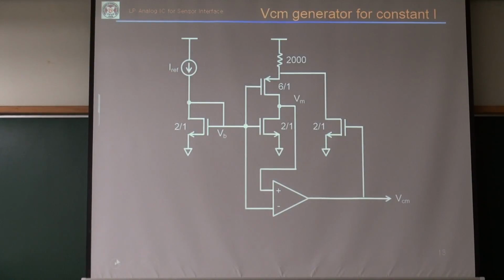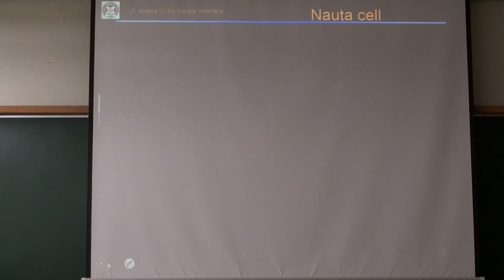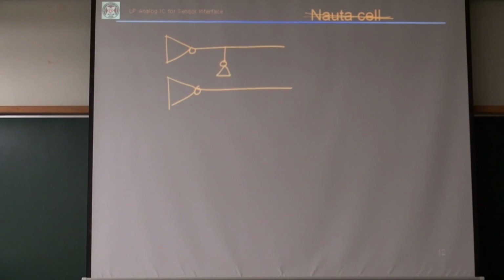Okay, let's repeat a little bit about this VCM generator. This is another version of an inverter-based amplifier. So for this inverter-based amplifier, this is not a Nauta cell. In a Nauta cell, common mode is controlled by a cross-coupled inverter, right? This cross-coupled inverter, yeah, this one controls to fix some common mode, right?